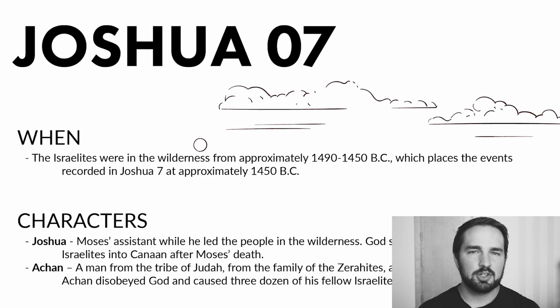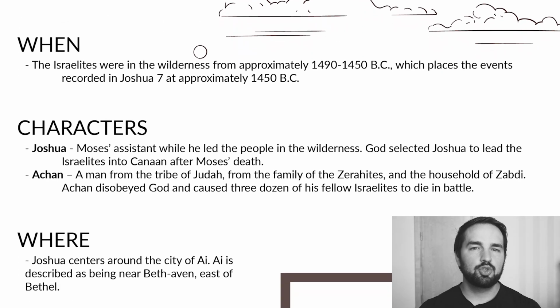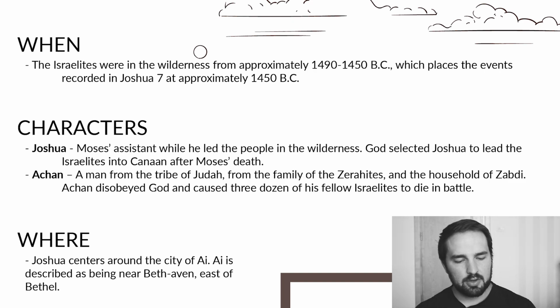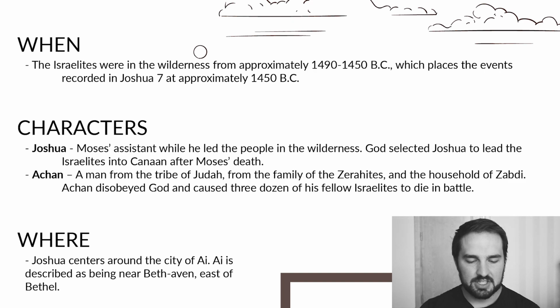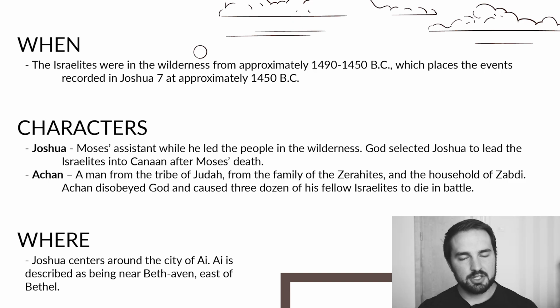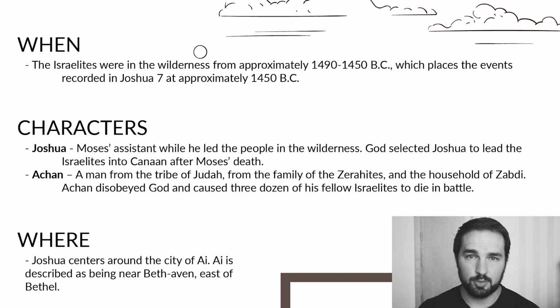For this chapter, Joshua chapter 7, we're looking at approximately 1450 BC. That's my roundabout date for when the Israelites entered the Promised Land and began the conquest. As far as our characters, we've got two. We've got Joshua, who's the leader of the Israelites. We've been talking about him for several chapters. We've also got one character who's somewhat unique to this chapter, and that is Achan. Achan was a man from the tribe of Judah, from the family of the Zerahites, and the household of Zabdi. Achan disobeyed God, and he caused 36 of his fellow Israelites to be killed. We'll talk about him in the outline.